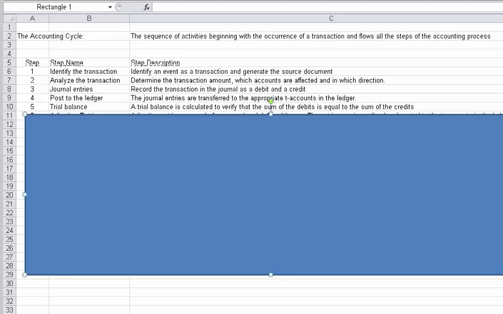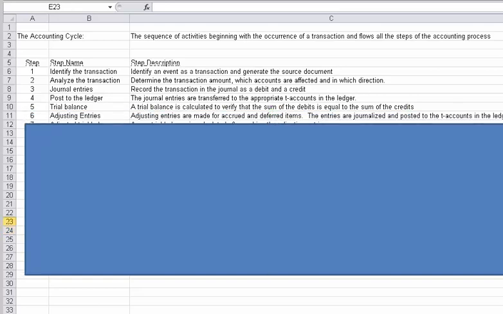Now step 5 in the accounting cycle is preparing the trial balance. The trial balance is calculated to verify that the sum of the debits is equal to the sum of the credits. At step 6, we explore adjusting entries. We make adjusting entries for accrued and deferred items. The entries are journalized and posted to the T accounts in the ledger.